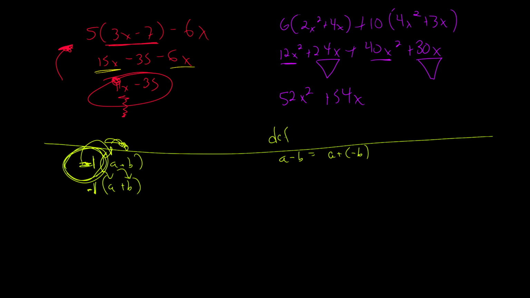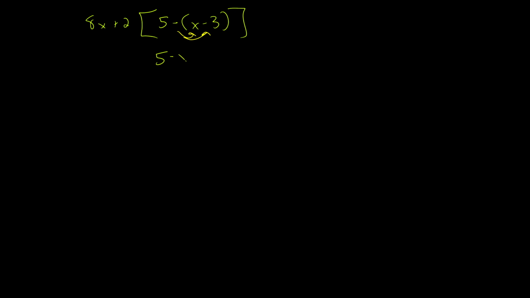Here, get my last big one here. So 8x plus 2 times 5 minus x minus 3. All right, so I want to start inside these parentheses, and I want to start peeling away parentheses, kind of like a reverse onion. And so I'm going to distribute this negative into each term. So this becomes 5 minus x plus 3.